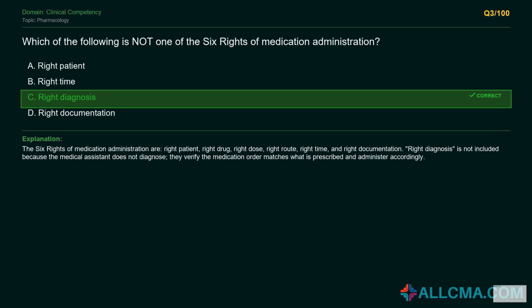The 6 rights of medication administration are right patient, right drug, right dose, right route, right time, and right documentation. Right diagnosis is not included because the medical assistant does not diagnose. They verify the medication order matches what is prescribed and administer accordingly.